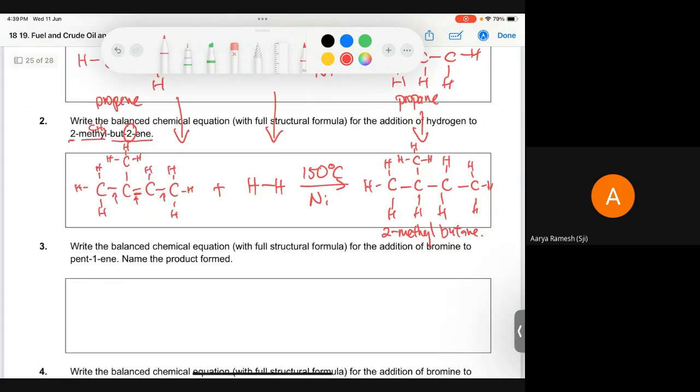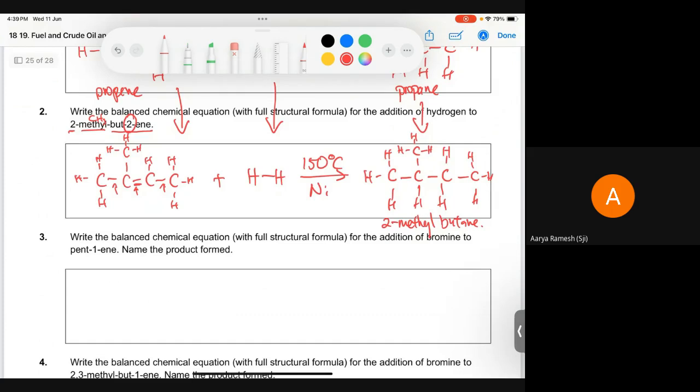Okay, next one. Write the balanced chemical equation for the addition of bromine to pent-1-ene, name the product formed. So this one need to name, this one need to name. Okay, Joachim, formula for pent-1-ene? C5H10. Good. Okay, so I'm going to draw 5 carbon. Okay, good. Where will be the position of the double bond, Joachim?